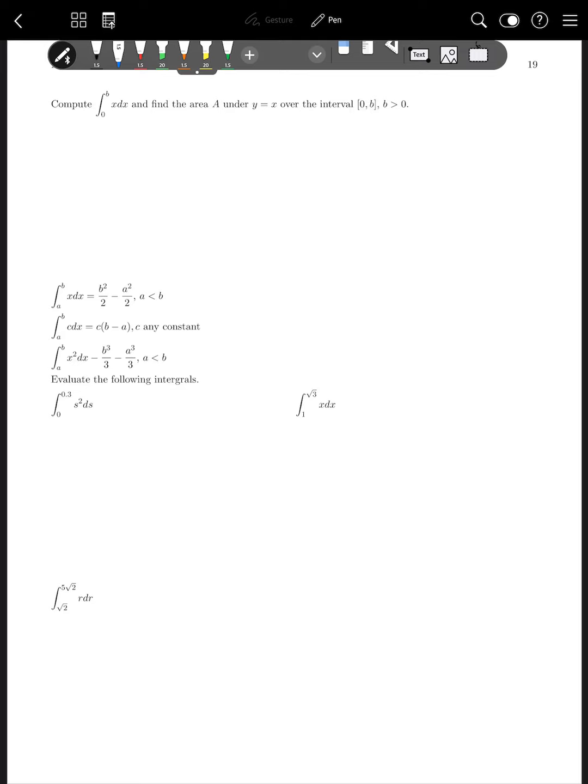So, what we're looking at here is it says compute the integral from 0 to b of x dx and find the area A under y equals x over the interval 0 to b. Okay, so what we start out with is we could draw some axes so we can see what's happening here. Okay. And then what we get is the line y equals x, which looks like this. And we want to go to b.